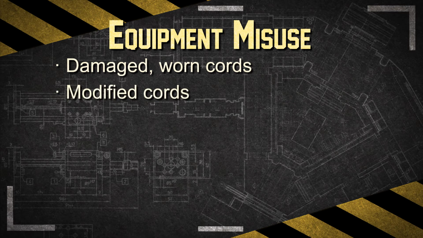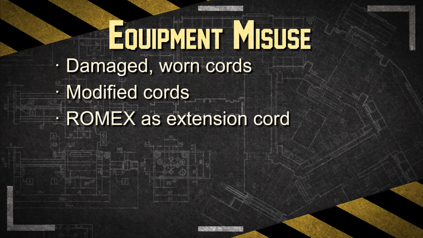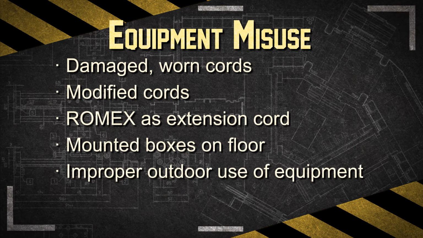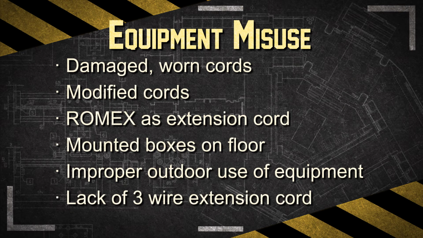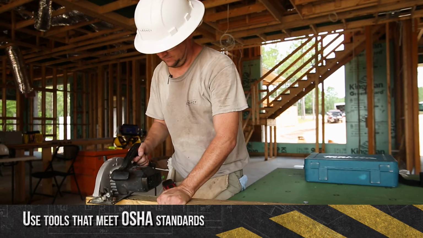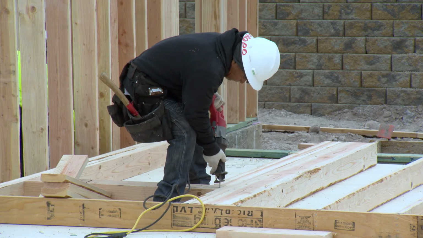Examples of misuse of equipment are using electrical cords or tools with worn or damaged insulation and exposed wires, using modified cords or tools that may be missing faceplates, ground pins, or insulation, fabricating extension cords with Romex wire, using junction boxes designed to be mounted with a power cord and placing them on the floor, using electrical equipment outdoors that is only designed for use indoors, and not using 3-wire extension cords designed for hard or junior hard service typical for construction usage. It's important to only use tools and equipment approved to meet OSHA electrical standards and according to manufacturer specifications.